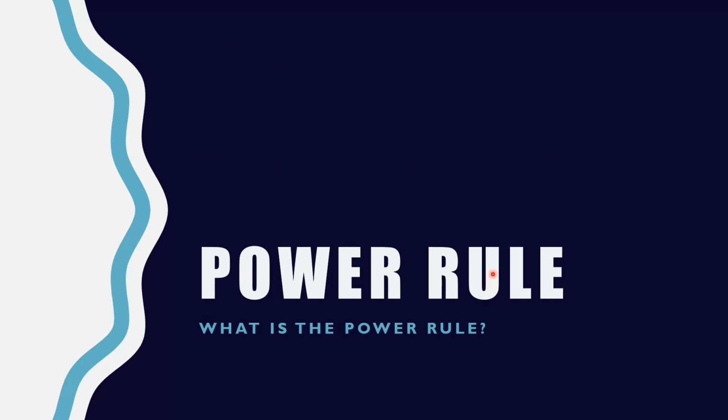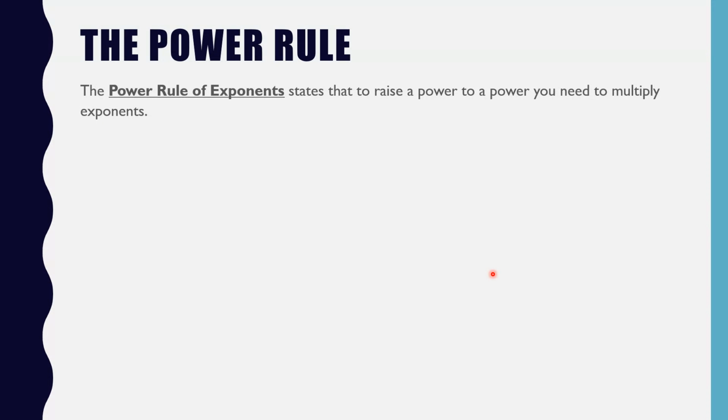All right, power rule. So what is the power rule? The power rule of exponents states that to raise a power to a power, you need to multiply the exponents. So before, when you're multiplying your exponents, you add them together. Seems kind of weird, right? But when you have a power to a power, you need to multiply them. And the power to the power is represented by parentheses. So that means there is some sort of expression on the inside and a parenthesis, or an exponent outside the parentheses, saying that you're raising this power in here to another power.